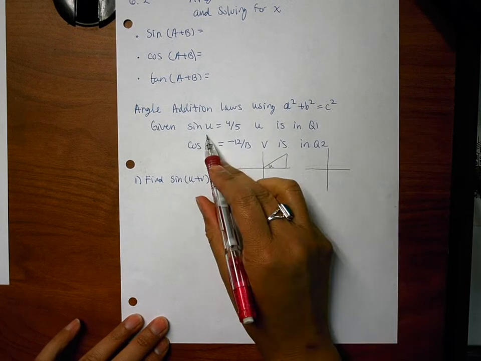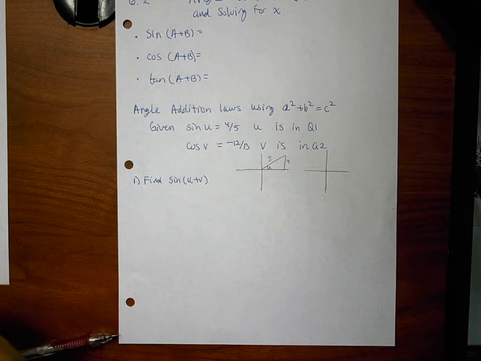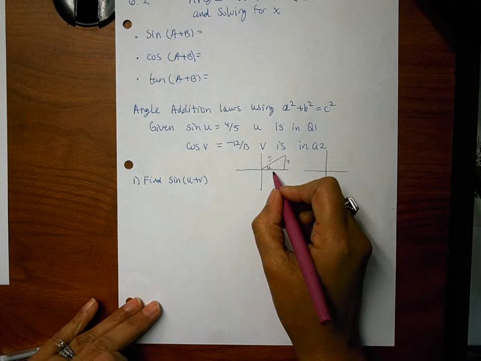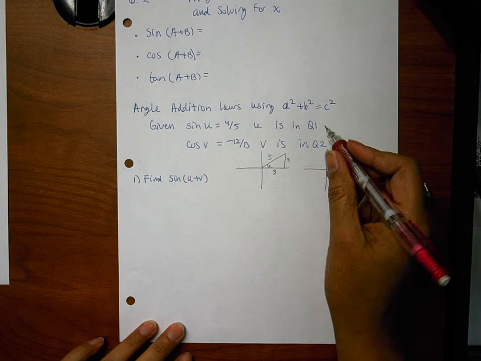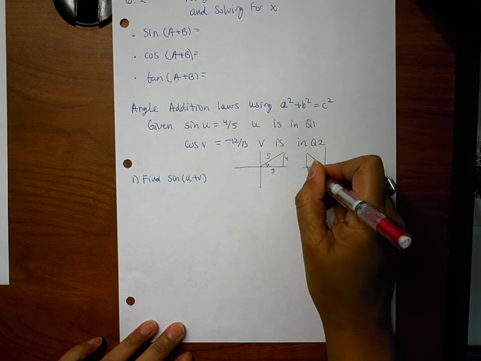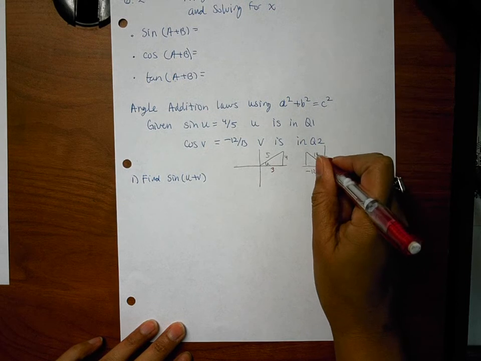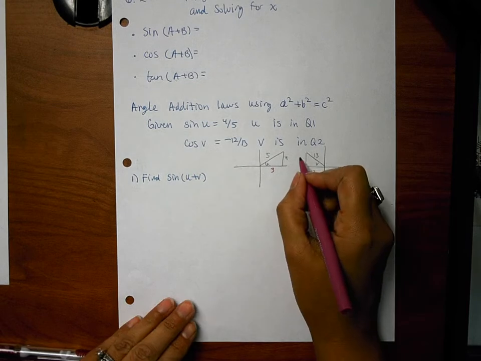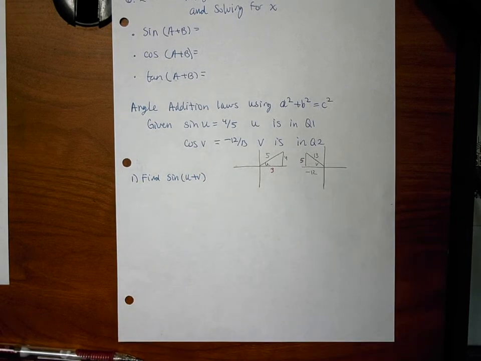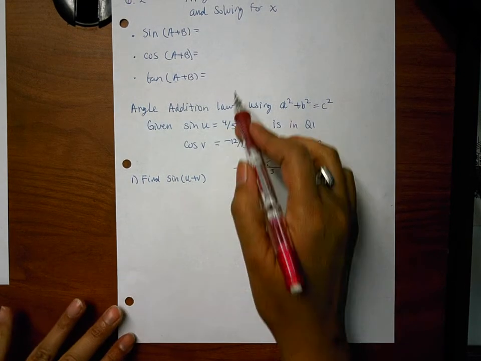Okay, u is in quadrant 1, and sine is 4/5, that's opposite over hypotenuse, and you should know this one already. This would be a +3. Okay, angle v is in quadrant 2, and cosine is -12/13. That's adjacent over hypotenuse. You do Pythagorean's theorem, and this is 5. Okay, and it's +5 because it is going upward.